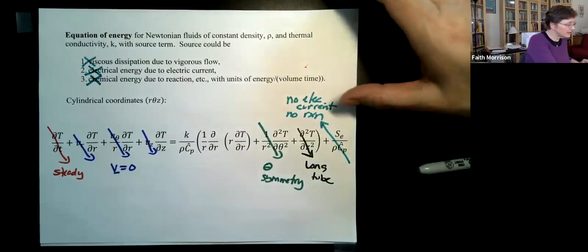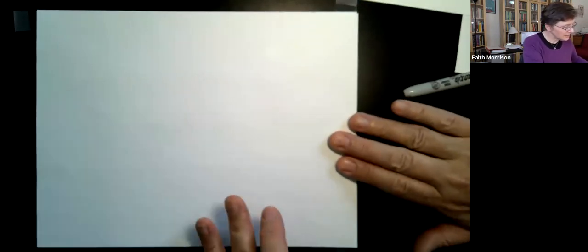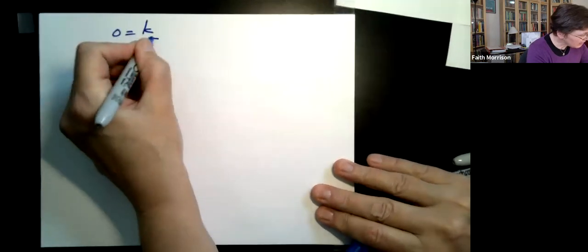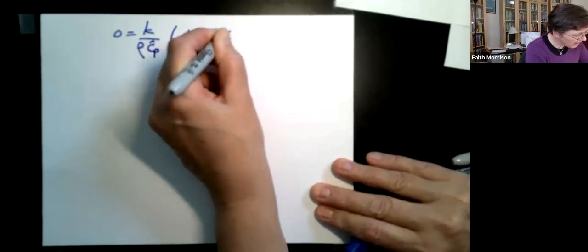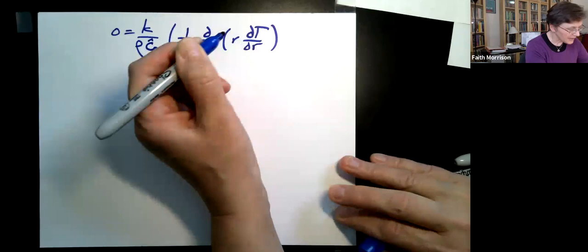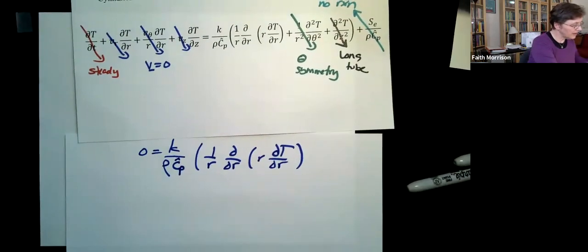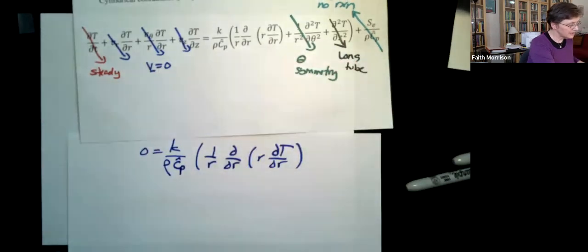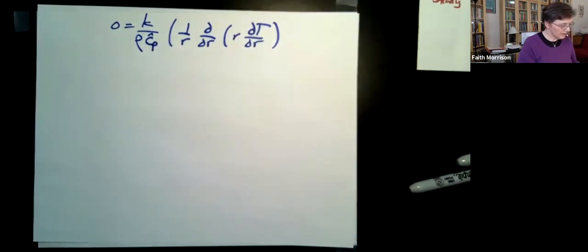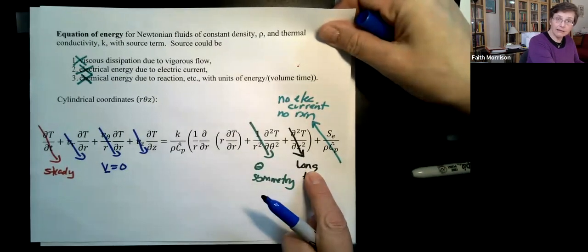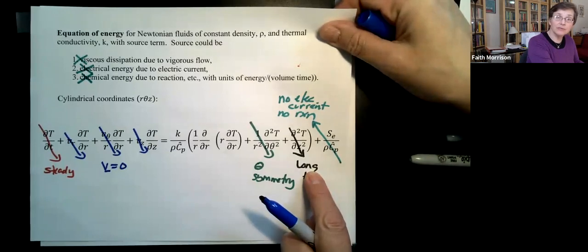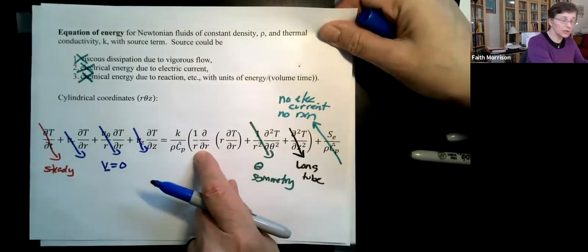So I'll copy this resulting equation onto the next sheet. So what we have is 0 equals k over rho Cp times 1 over r d by dr of r dT dr. So those are what we are resolving. There's a 0 on the left, and the rest is as copied. So now we can solve this, and we're going to note that because the temperature is not a function of theta or z, we don't have to use the partial derivative notation anymore. So I'm going to change the partials to total derivatives.